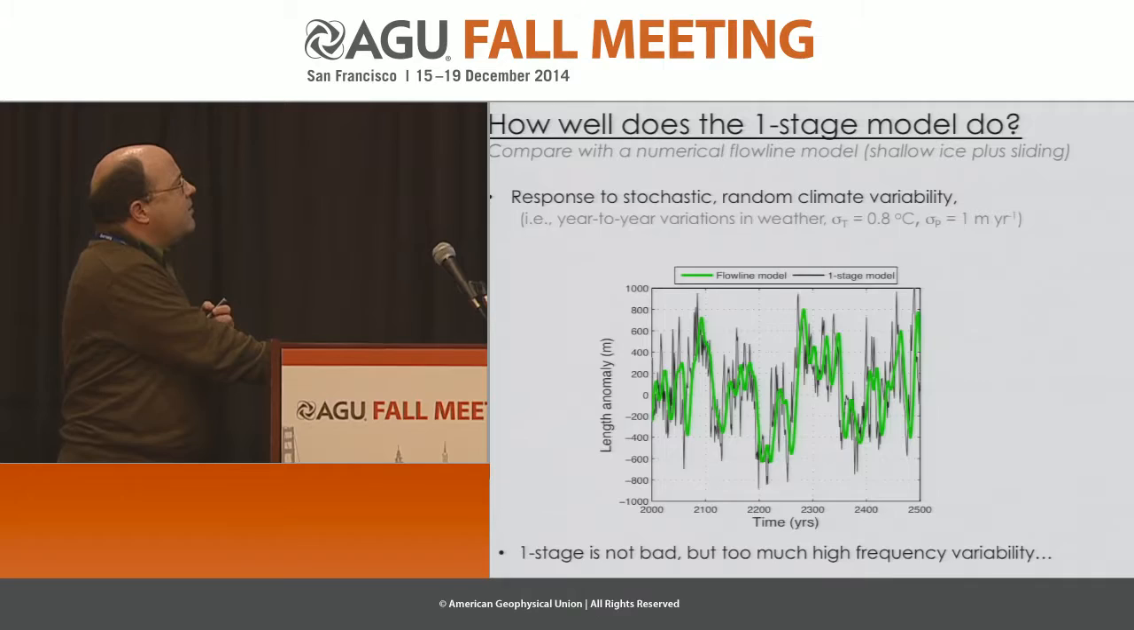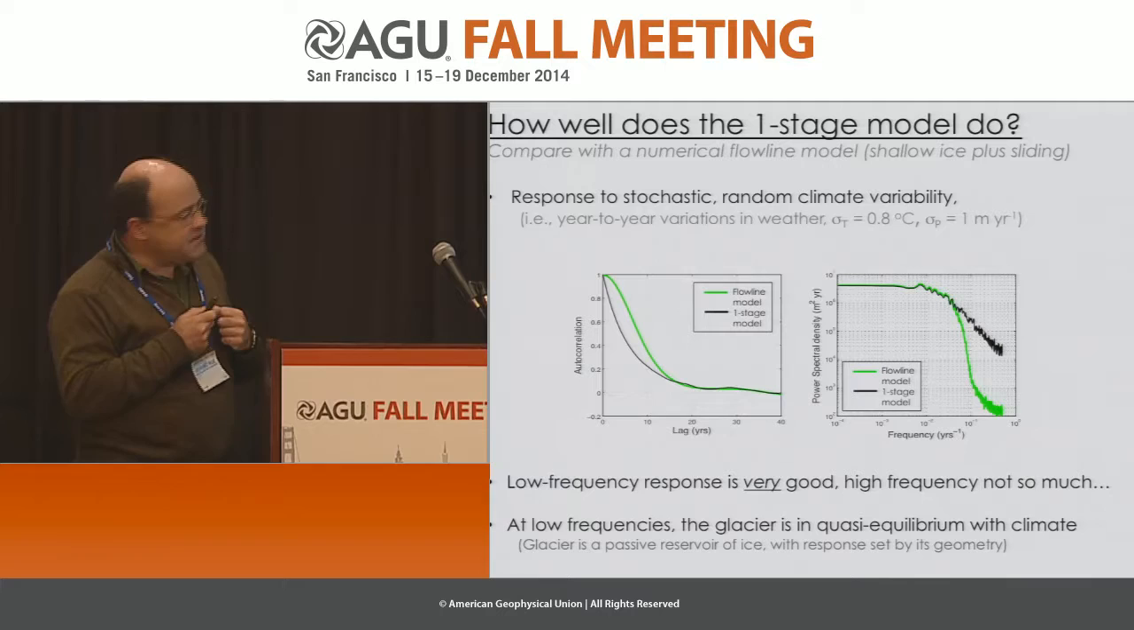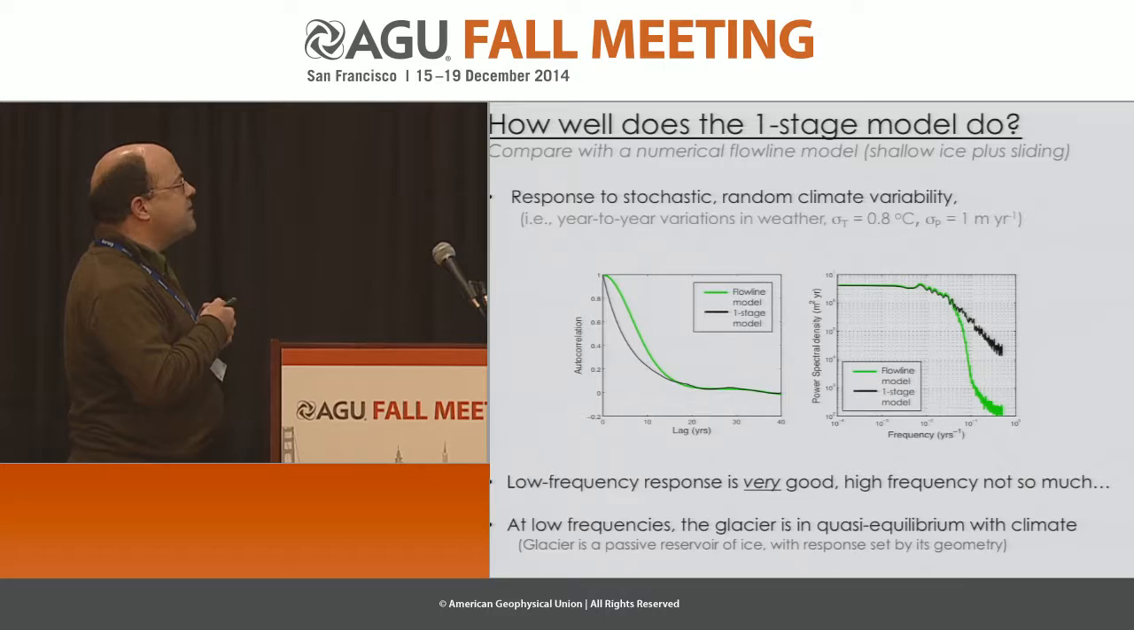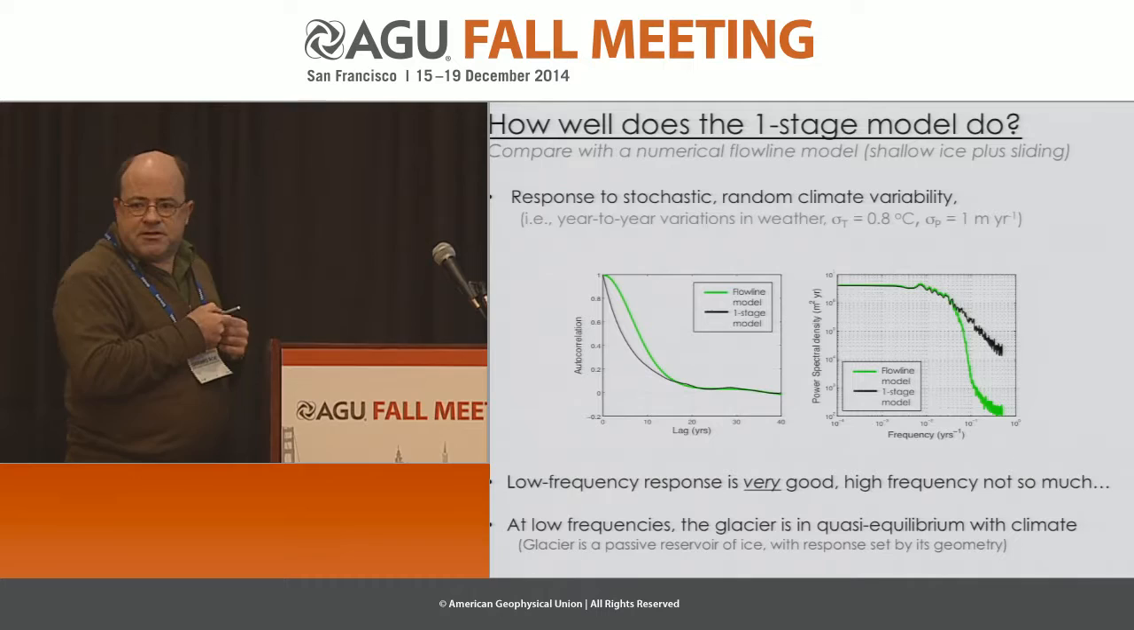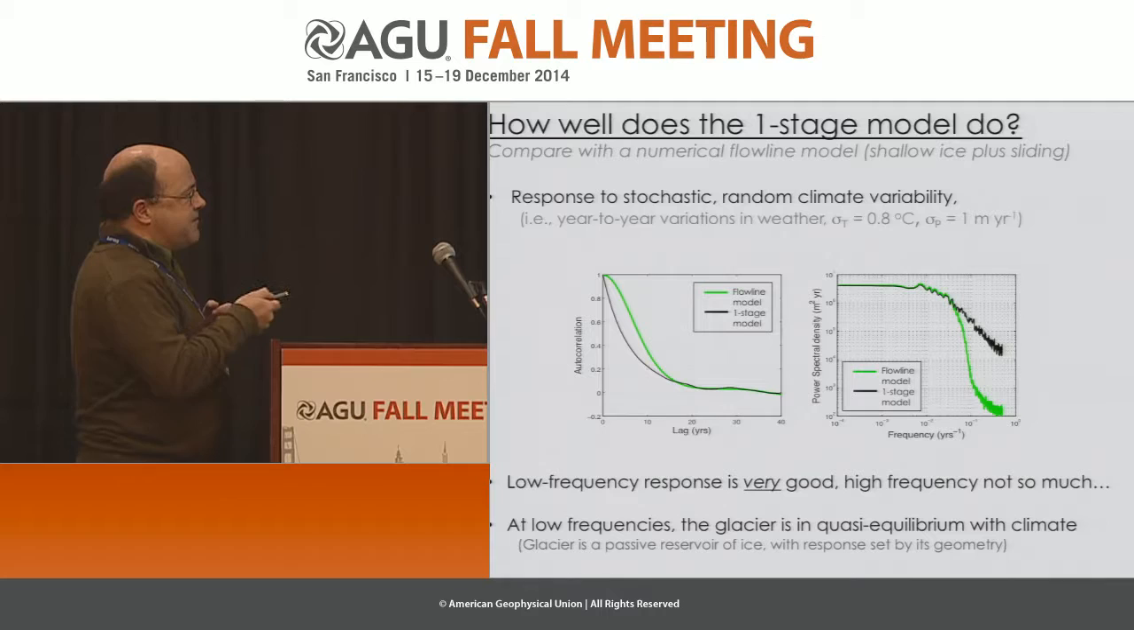That can be reinforced by looking at a plot of the autocorrelation of these glacier responses on the left and the power spectrum on the right. First, the autocorrelation. You can see that the one-stage model forgets its initial conditions too quickly relative to the numerical flowline model. The numerical flowline model hangs around remembering its previous states for longer than the one-stage model.